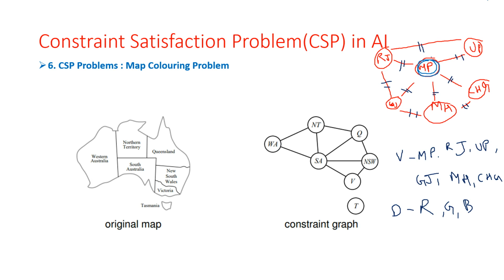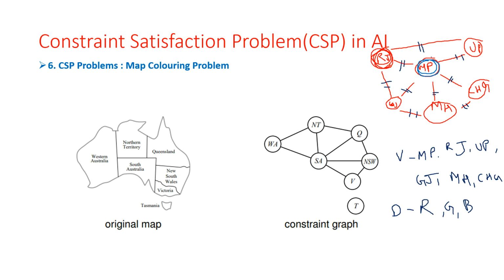Starting from Rajasthan, we have two colors, red and green, so we have to choose any one between red or green. If I am choosing Rajasthan as red color, so see here, Rajasthan contains the red color.